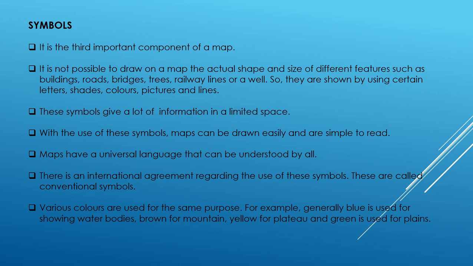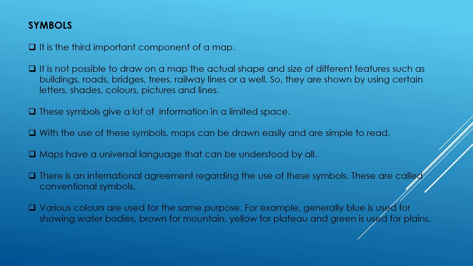So what we do is, for such different features as buildings, roads, bridges, trees, railway lines, or a well, they are shown by using certain letters, shades, colors, pictures, and lines. So these symbols give a lot of information in a limited space. With the use of symbols, maps can be drawn easily and are simple to read. So maps have a universal language that can be understood by all.